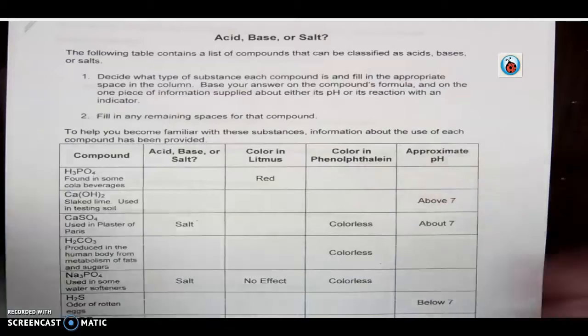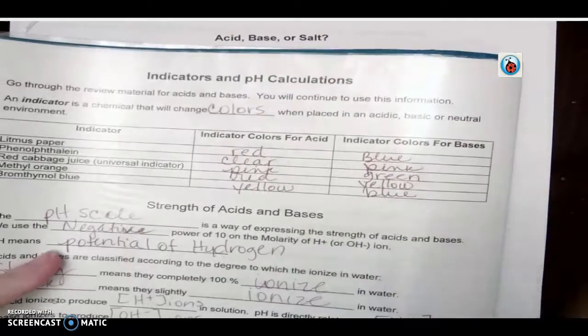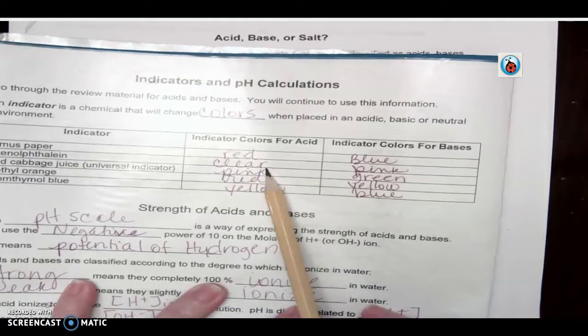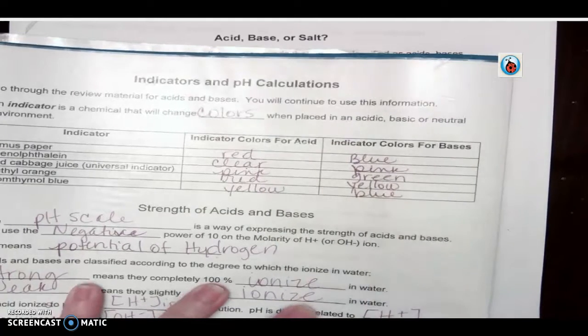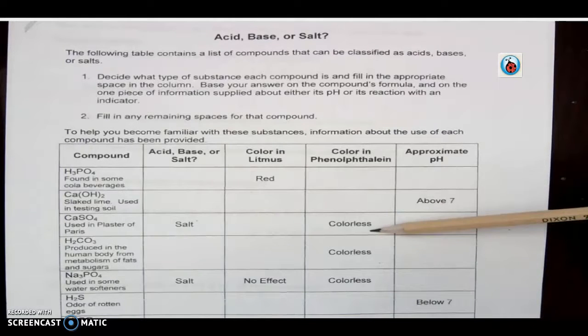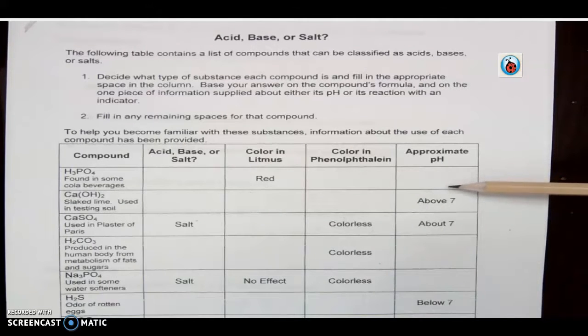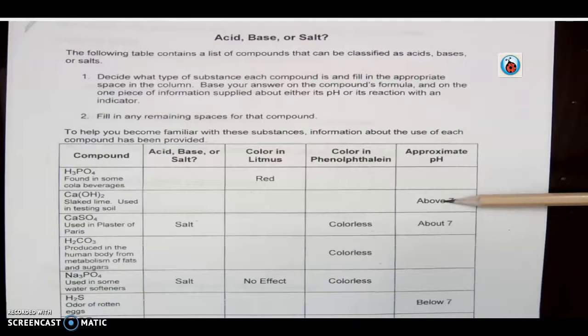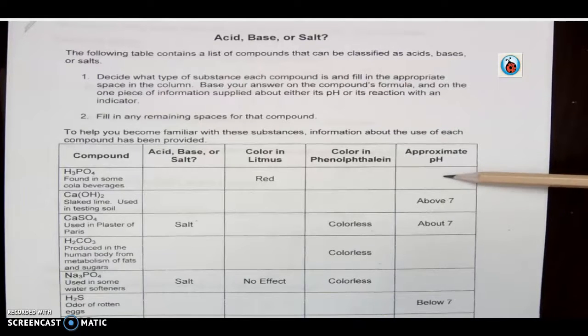Okay, color in phenolphthalein. We took notes over that too. Phenolphthalein is clear or colorless in an acid, pink in a base, and again, for a salt, what is it? Colorless. What do we know about pH? We already know pH. A salt is about 7, a base is above 7, and pH is below 7 for an acid. All right, fill in the rest by yourself.